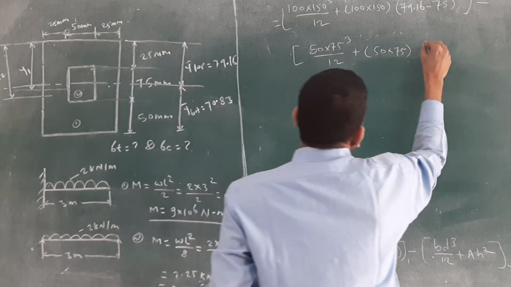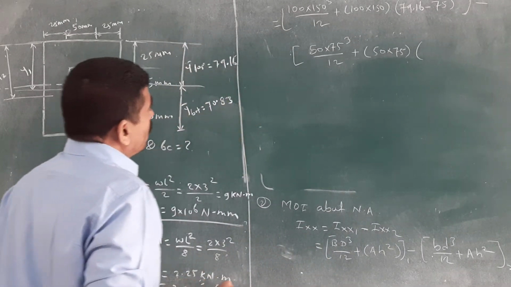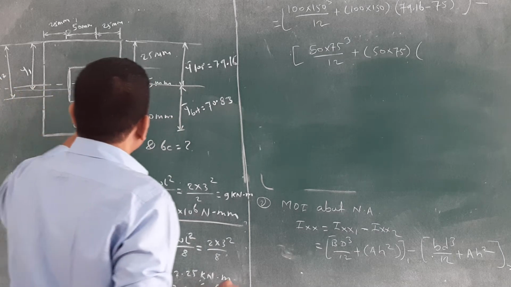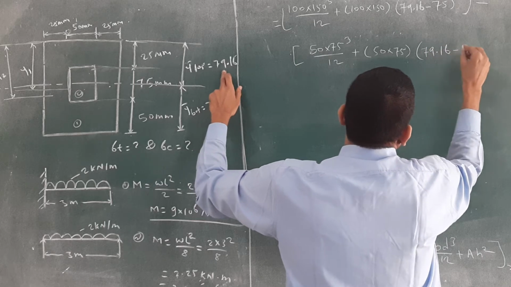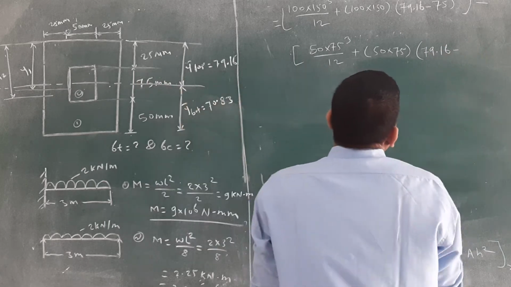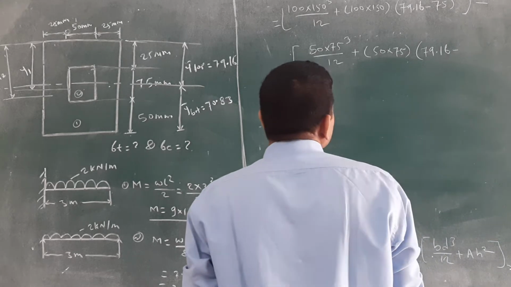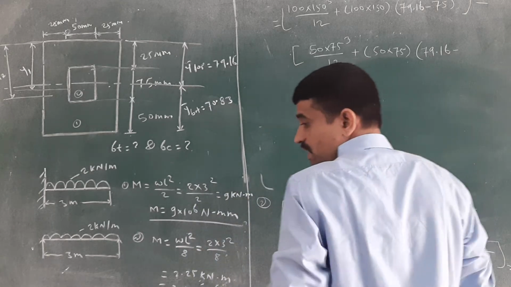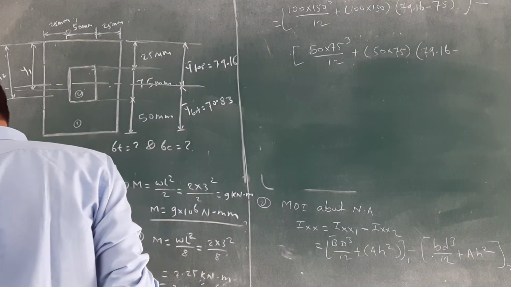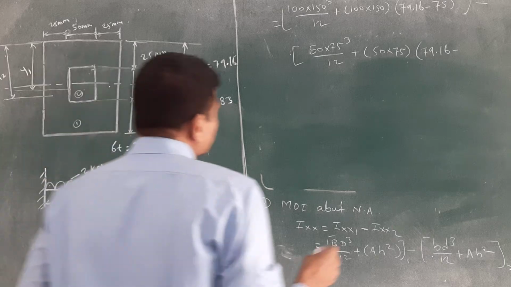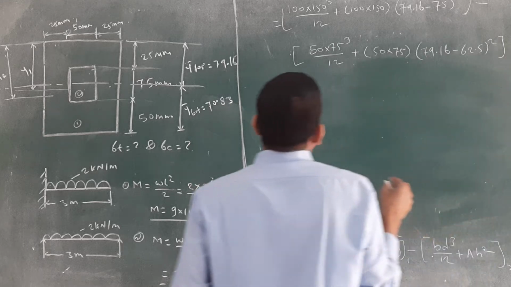Into what is the h square for that second component? What is the h square? Y bar minus y2. What is the Y bar? 79.16 minus what is this value? The Y2 value, I think, is 37.5 plus this 25, right? You will get, I think, 60. How much will you get for that value? 62.5. 62.5 bracket square. This is for the second.